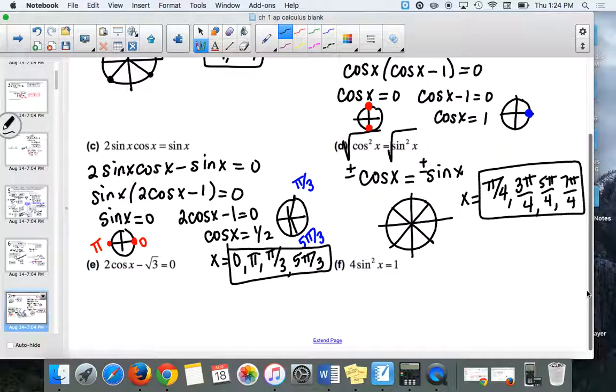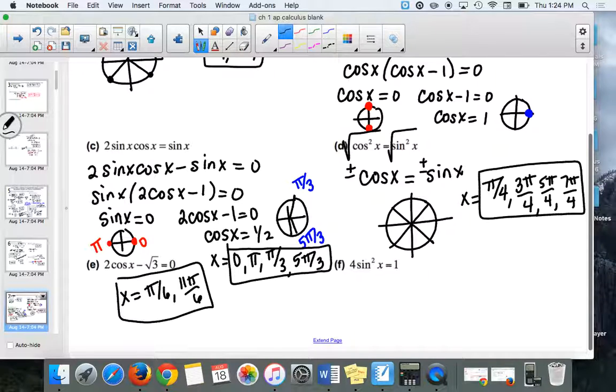All right, so this next one I think was pretty easy. You would just add the root 3 over and divide by 2. So you'd have cosine of x equals root 3 over 2. Can anybody do that in their head? The root 3 over 2 or the answers? The answers. Pi over 6. Did you really do it in your head or did you write it down? I did it in my head and then I wrote it down.